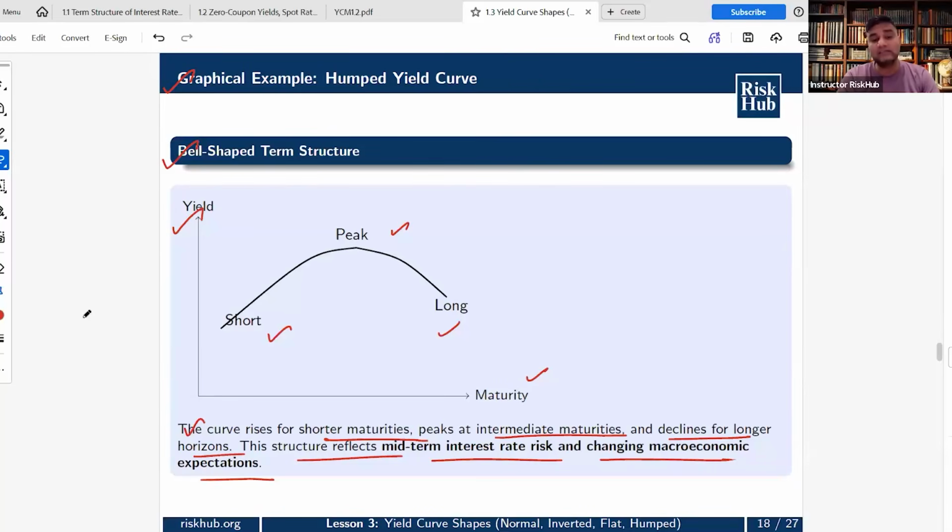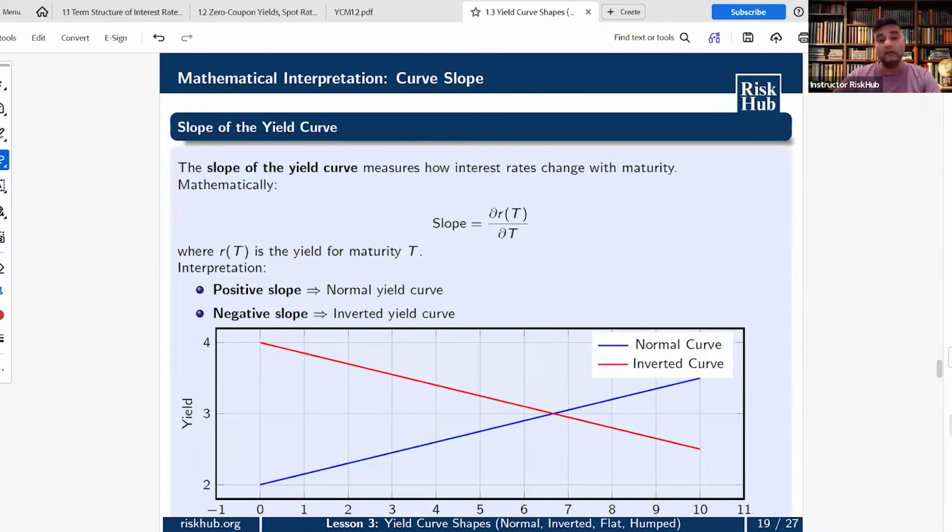The caption repeats the rise and peak-then-decline pattern and attributes it to mid-term rate risk and shifting macro expectations. Note that the long endpoint sits above the short endpoint on this drawing. That is a common case, but the hump condition does not require it. Okay, then we go into slide number 19, right?